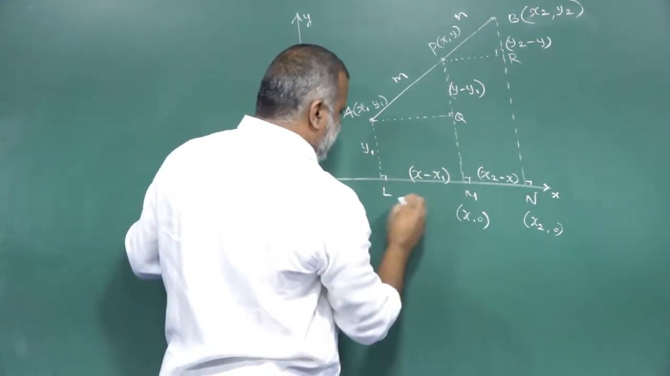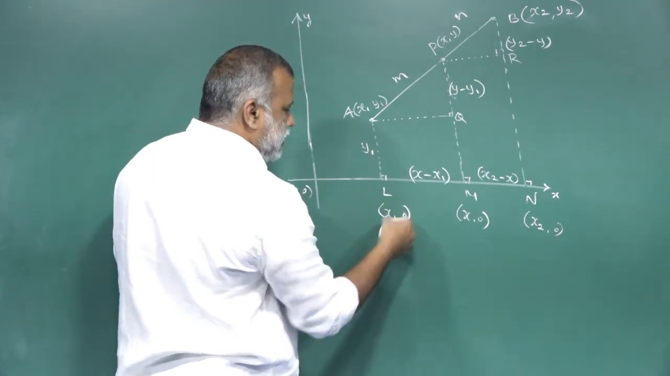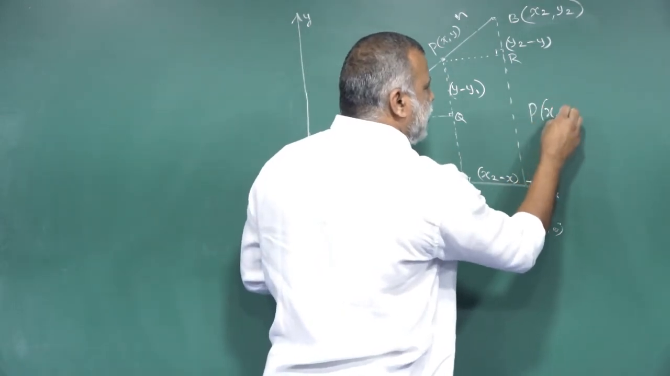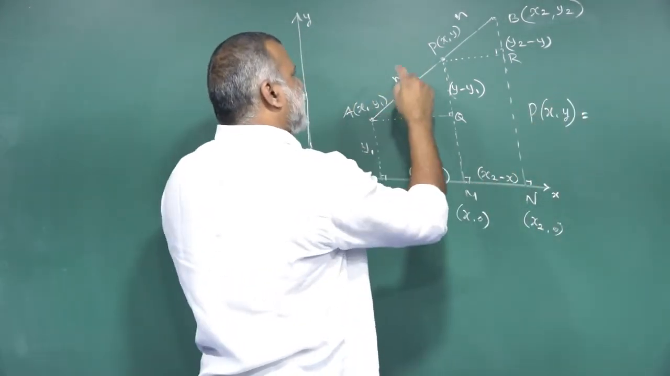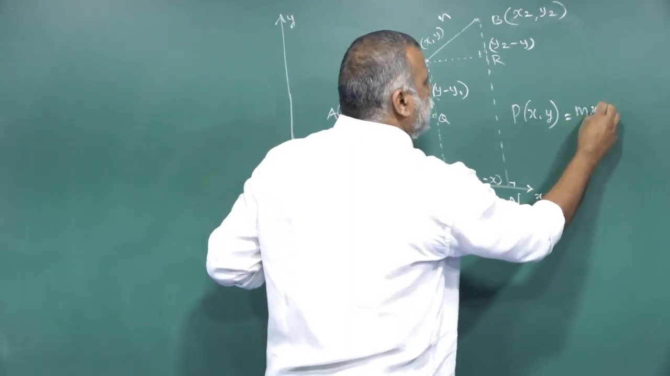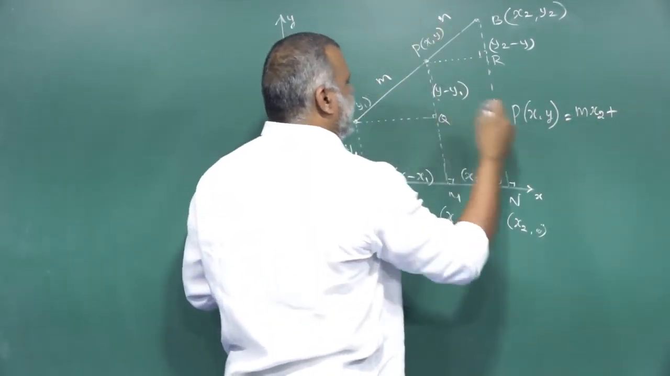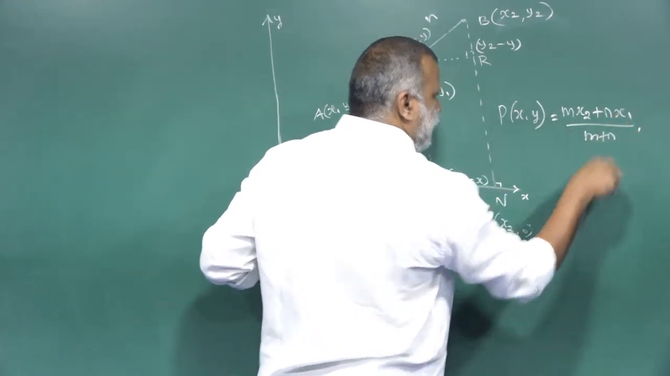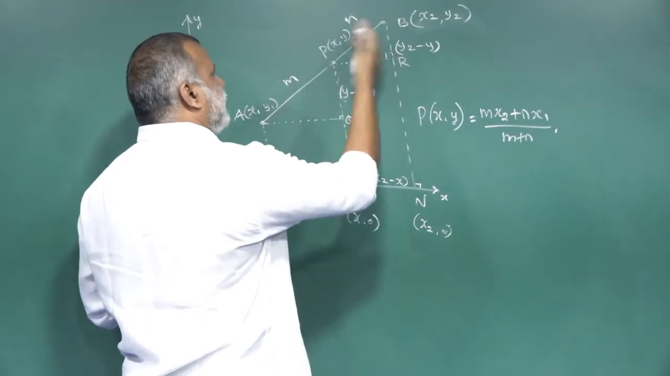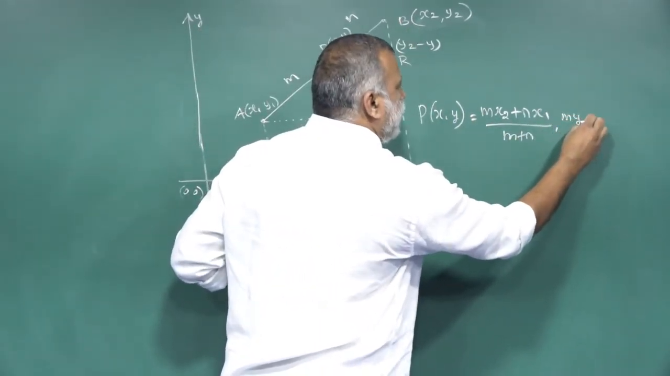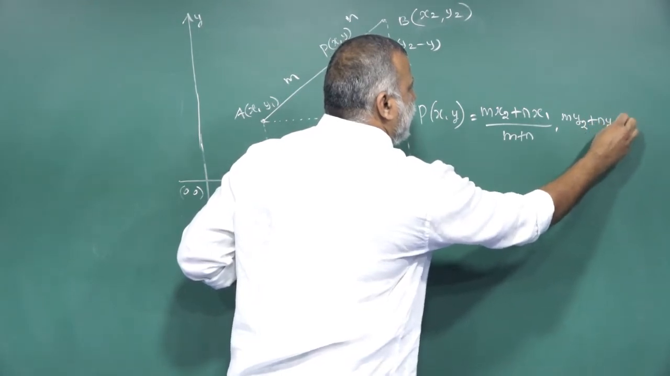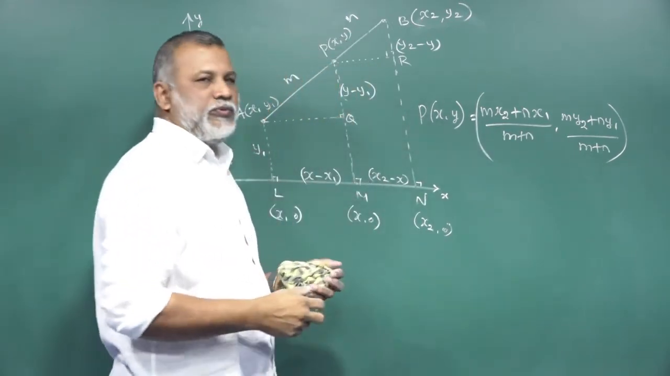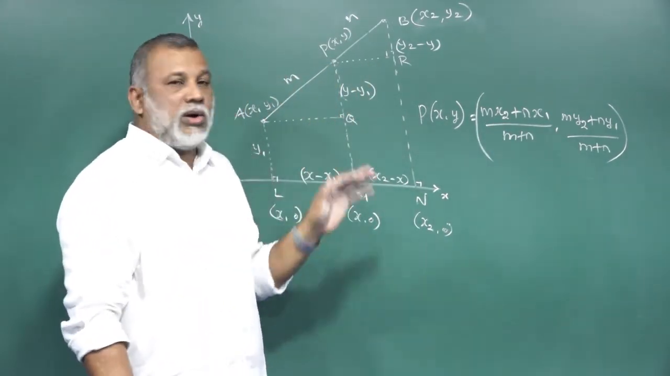Now this P of x comma y, this is x1 comma 0, x comma 0, x2 comma 0. Now P of x comma y is nothing but, what is the relation? mx2 plus nx1 divided by m plus n, comma, again the same, my2 plus ny1 divided by m plus n. It is a very nice proof. You can develop it yourself. So this is called the section formula.